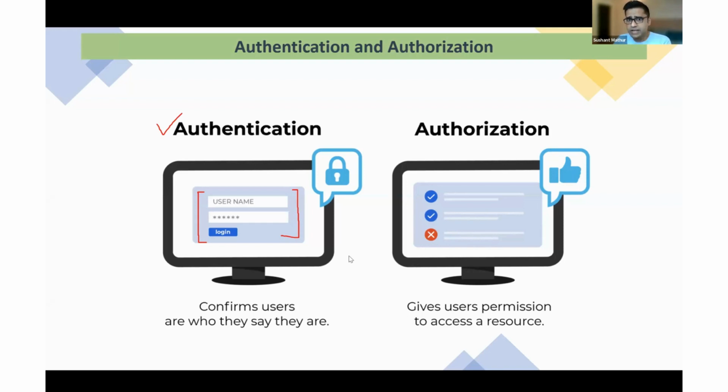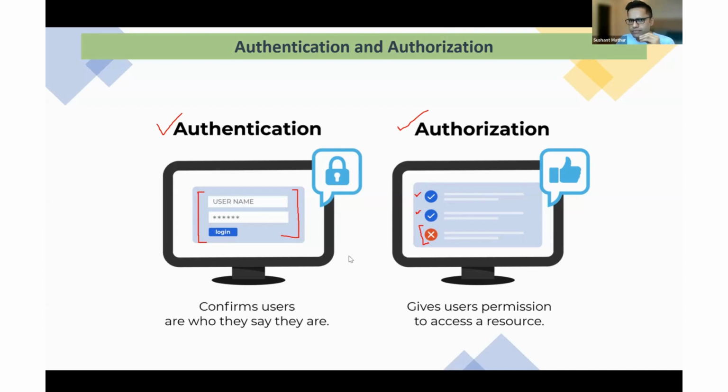So first you need to decide who should be able to access your APIs. And once they have access, what operations they are entitled to or they are allowed to perform. So you have to be very clear on these concepts of authentication and authorization. I hope it's clear now.